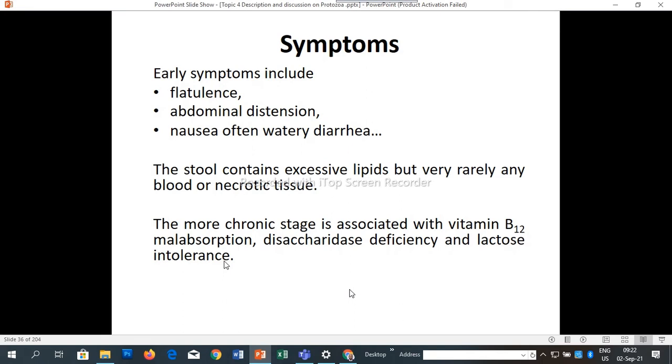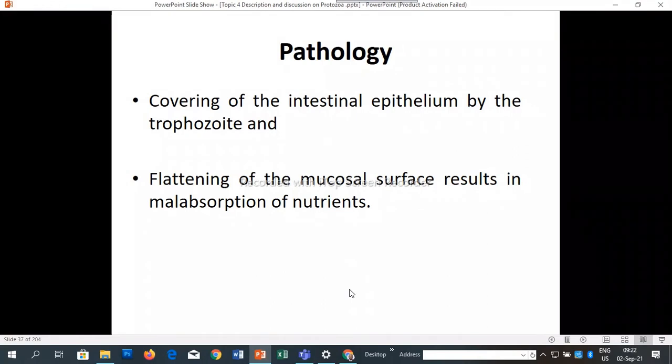It can't perforate the intestine. And the more chronic stage is associated with vitamin B12 malabsorption, disaccharidase deficiency and lactose intolerance, and this is due to poor absorption or poor digestion of the lipid component from the food. So covering of the intestinal epithelium by the trophozoite and flattening of the mucosal surface, there will be a malabsorption of the nutrient. This will cause malnutrition and even B12 deficiency, which will result in anemia, and also you can face lipid deficiency as the food you are taking containing the lipid will be eliminated as it is.